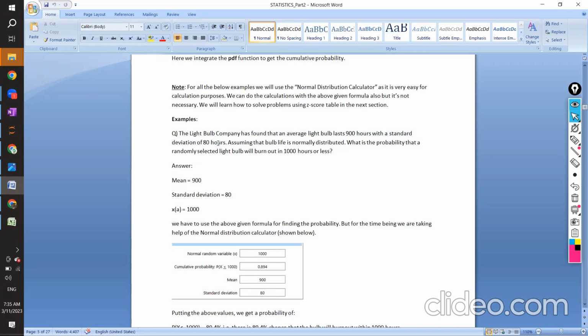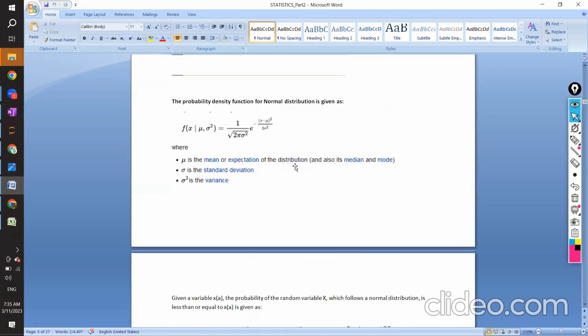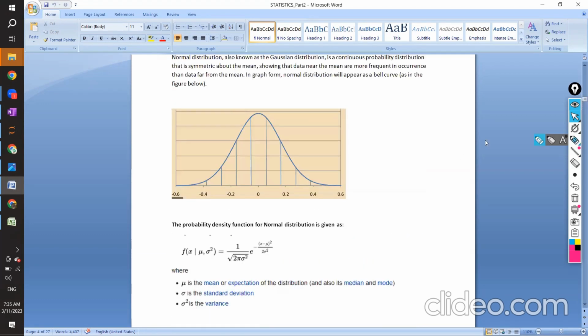Okay, with a standard deviation of 80, assuming that bulb life is normally distributed, what is the probability that a randomly selected bulb will burn out in 1000 hours or less? Okay, let's try to understand this question. Before that, when I say standard deviation of 80, that's an important point actually. You guys need to understand.